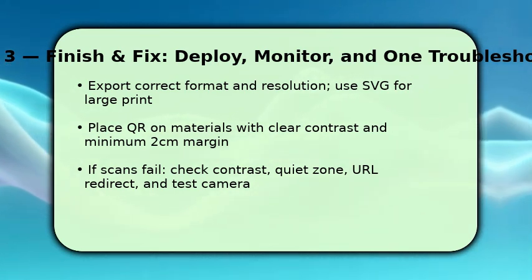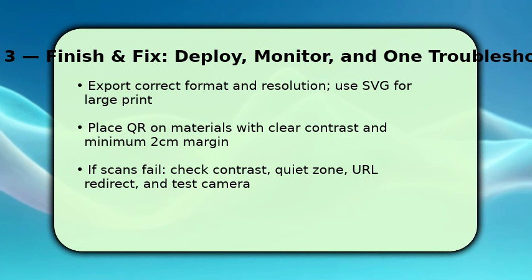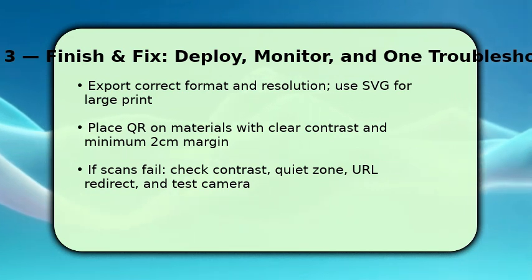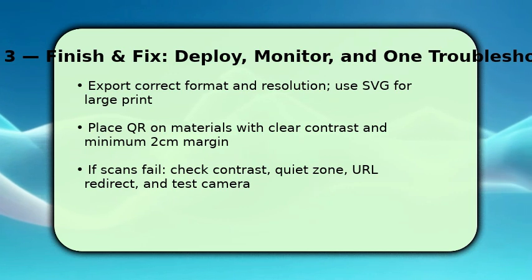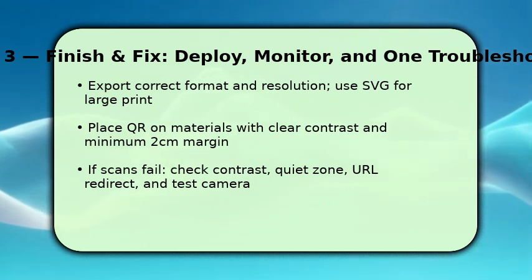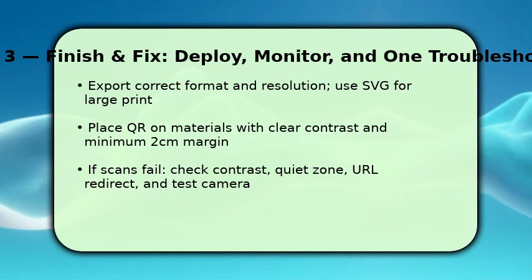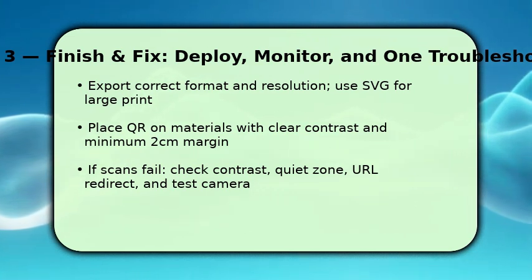If something goes wrong, first test with multiple phones, then confirm the QR's quiet zone, color contrast, and that dynamic redirects are active. Finally, edit the dynamic destination if needed, and monitor analytics to verify the fixes worked.